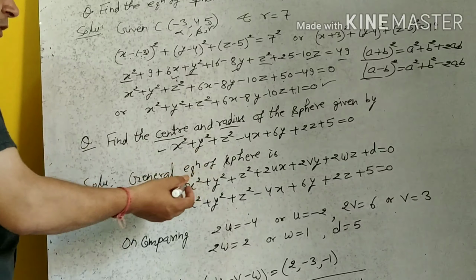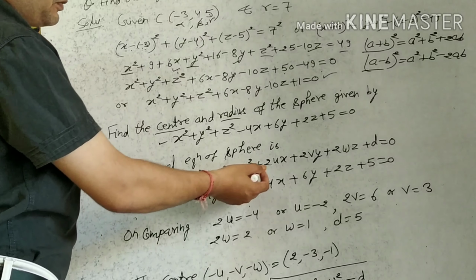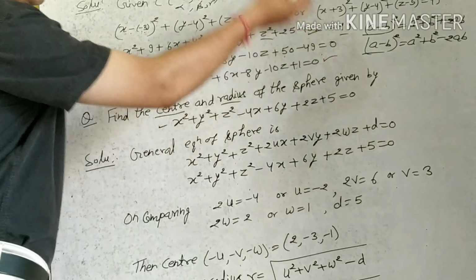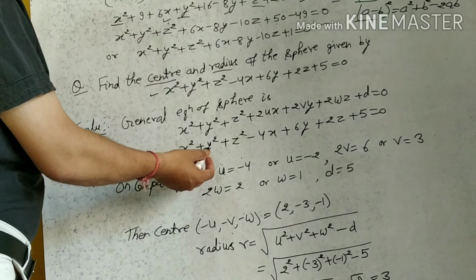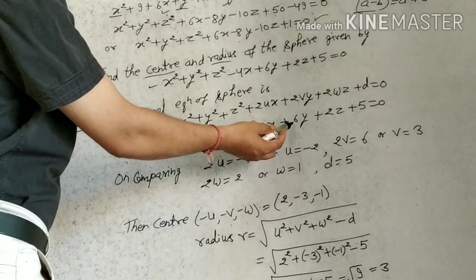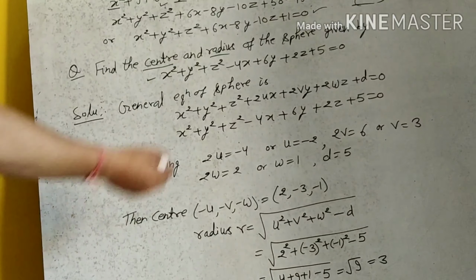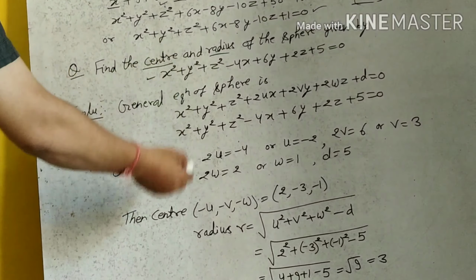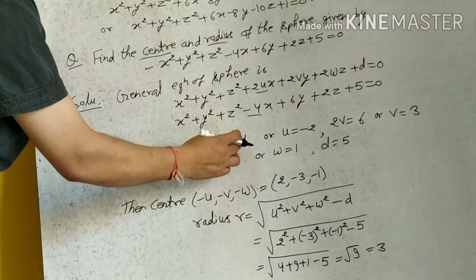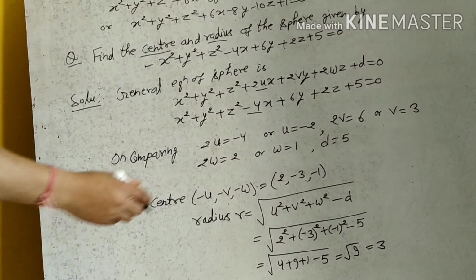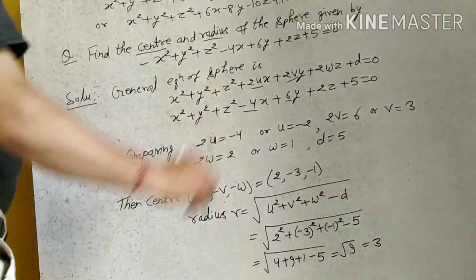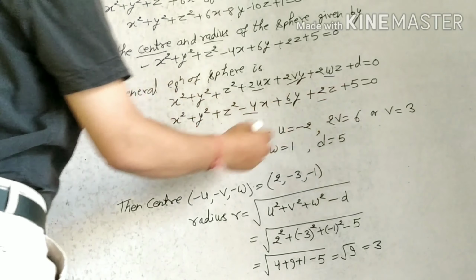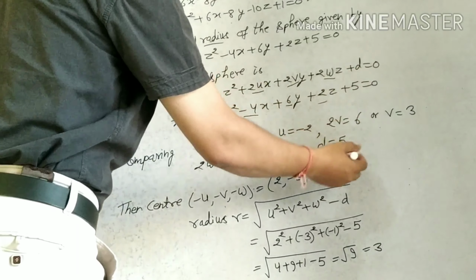Now you know the general equation of a sphere is x square plus y square plus z square plus 2ux plus 2vy plus 2wz plus d equal to 0. And the given equation of the sphere is x square plus y square plus z square minus 4x plus 6y plus 2z plus 5 equal to 0. Now on comparing, the coefficient of x is 2u and here the coefficient of x is minus 4. So 2u equals minus 4 and u equals minus 2. Now the coefficient of y, 2v equals 6 so v equals 3, and 2w equals 2 so w equals 1, and directly d equals 5.